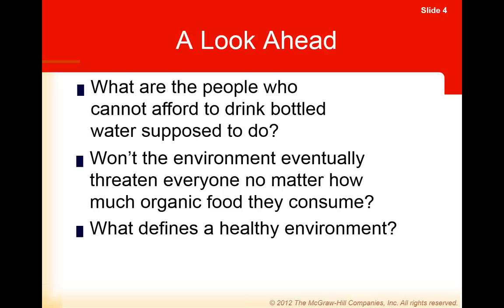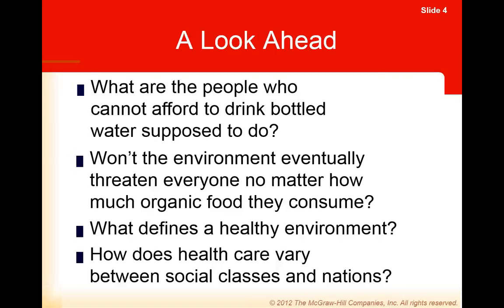And what defines a healthy environment? And how does healthcare vary between social classes and nations? All of these things play into the health of people throughout the world.